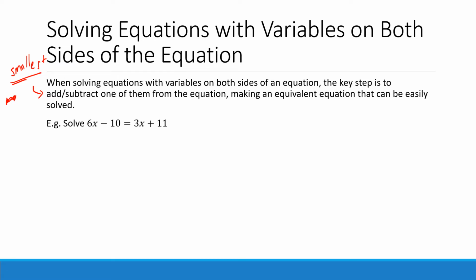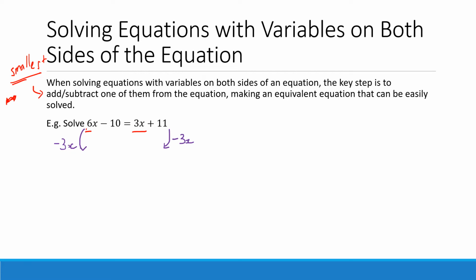Alright, so let's say we've got an equation here. We've got 6x minus 10 and 3x plus 11. So we have x's on both sides of the equation. What we want to do is collect them to the same side. As I've just said, it is easiest to rearrange with the smallest of our terms with an x in them. 3x is smaller. Now that's positive 3x, so when I make my equivalent equation, I'm going to subtract 3x from both sides.